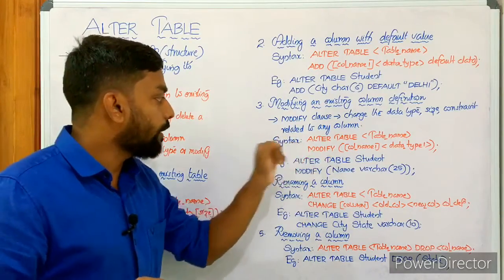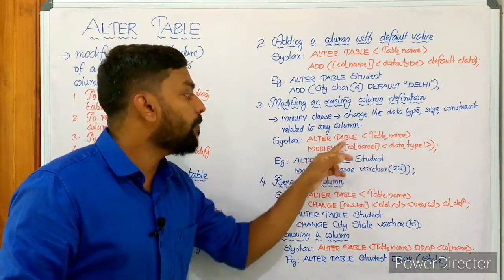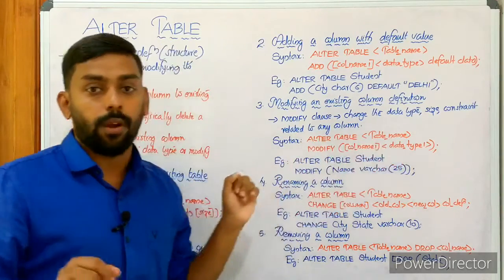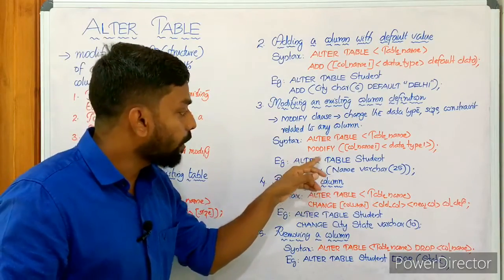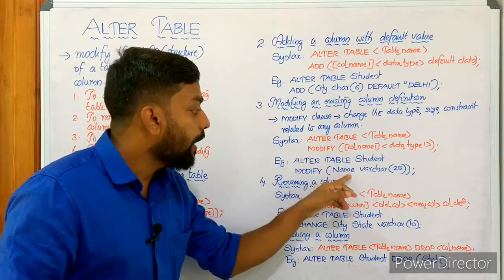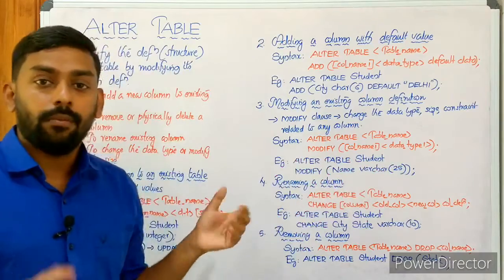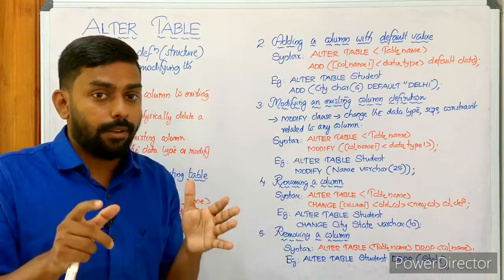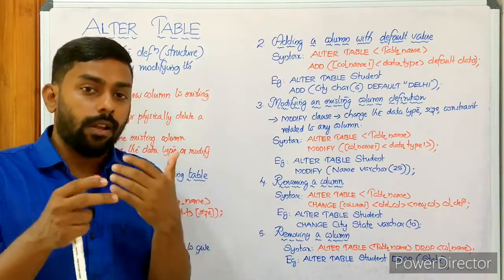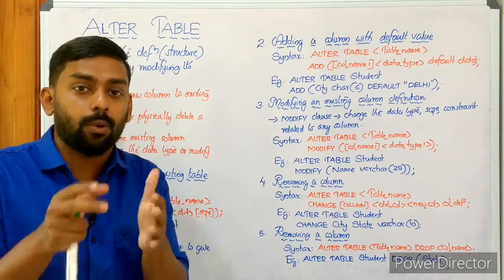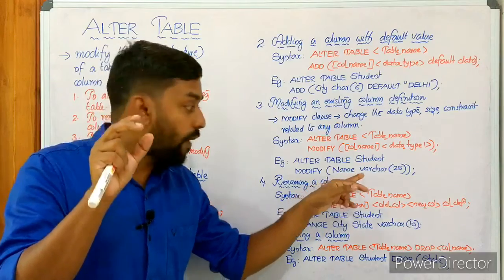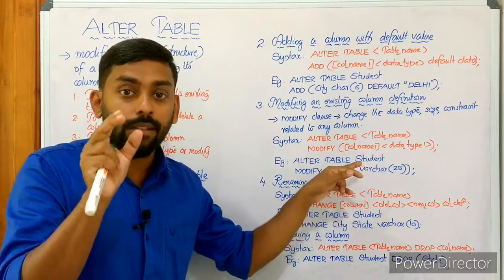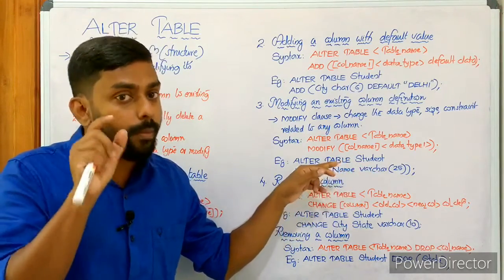Here is the syntax: alter table table name, modify column name 1, data type 1. We have an example here: alter table student, modify name varchar 25. We know we have an existing column name. At the time of creating the table student, we defined the name with varchar 20. The size of name was 20. Do you remember it?